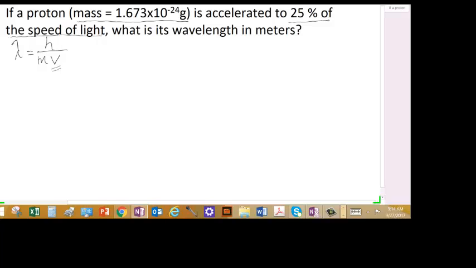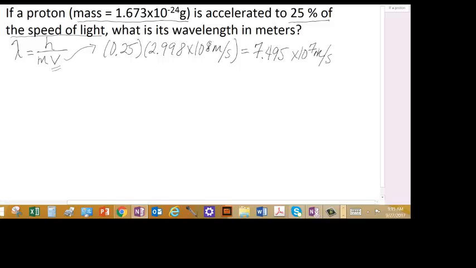We're also told that it's accelerated to 25% of the speed of light. So based on that information, we can find the velocity. You change that percentage to a fraction, so 0.25 multiplied by the speed of light, which is 2.998 times 10 to the 8th meters per second. And for the velocity of this particle, you get 7.495 times 10 to the 7th meters per second. So there's our v term.